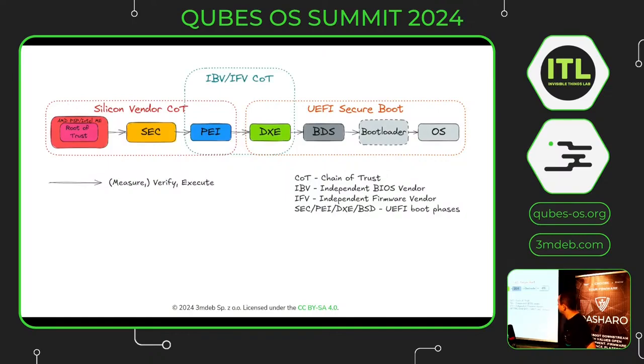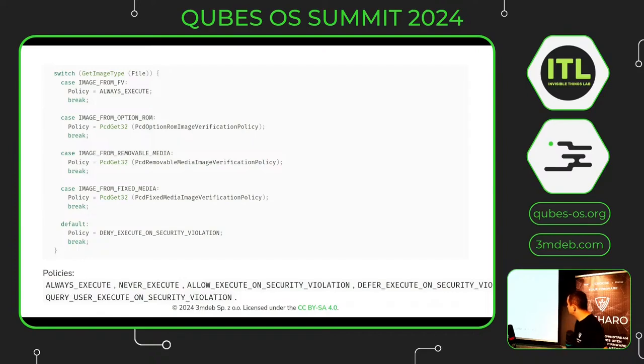Okay, so the last thing is that, of course, you have to have a full chain of trust. You have to connect the silicon vendor chain of trust technology with UEFI Secure Boot. Typically it is called the independent BIOS vendor or independent firmware vendor chain of trust, because this jump has to be somehow glued. Okay, so I guess this is important.